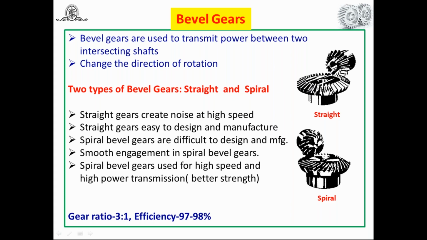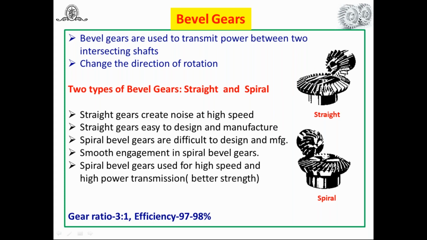Now look at this here. In the straight one, you will find these teeth and it's a frustum of a cone. You know very well how to obtain the frustum of a cone: when a cone is cut by a horizontal cutting plane, you can remove the apex part. What is remaining? That is the frustum of a cone. And when teeth are cut on the circumference of that frustum of a cone, when it's straight, you can say it's a straight bevel gear.